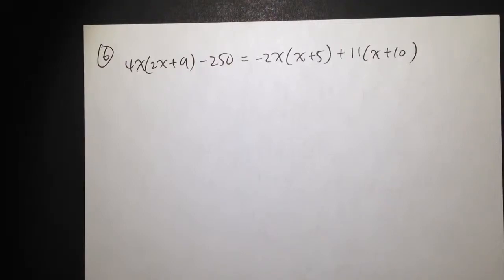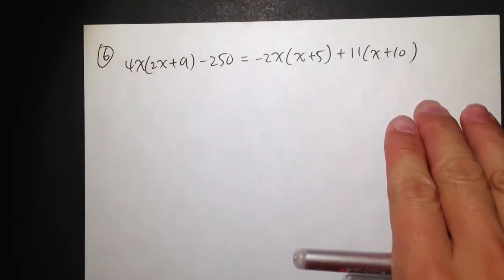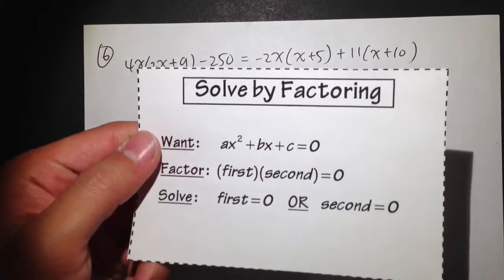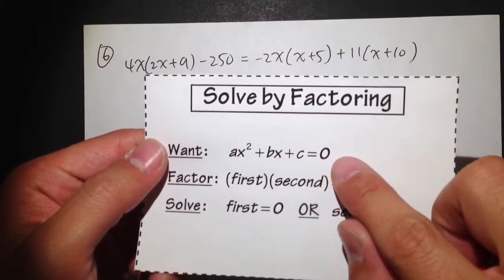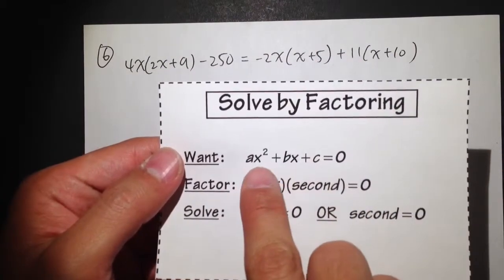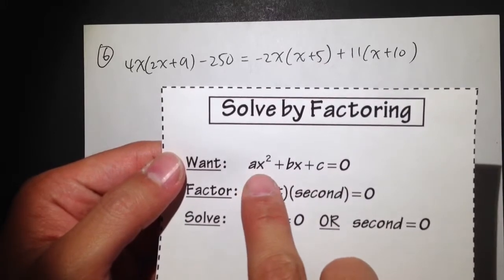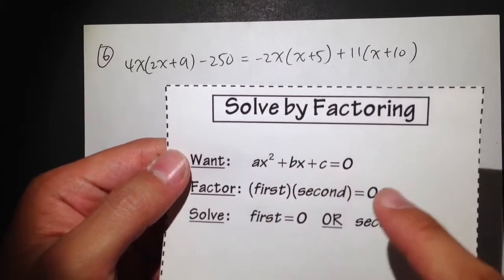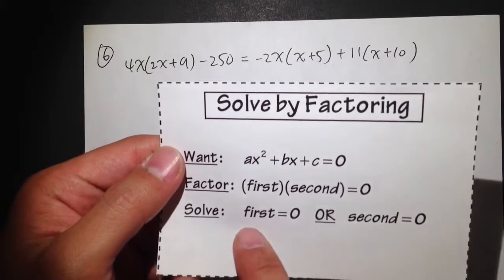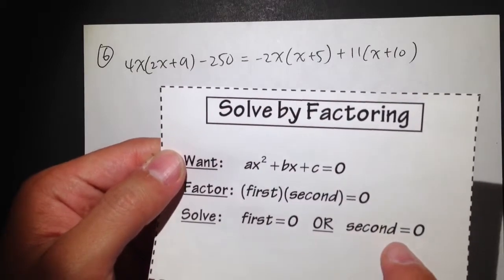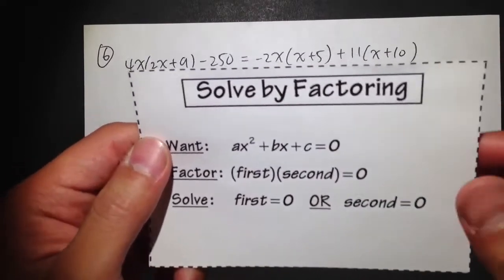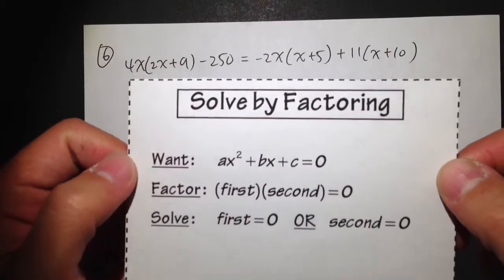Now in sample number 6, we are going to solve this one by factoring. So we will try to make sure that one side is equal to 0, and then on the left hand side, we can put the equation in the standard form, and then we'll factor it. We set the first equal to 0, or we will set the second equal to 0. Let's see if we will also end up with two solutions for this one or not.